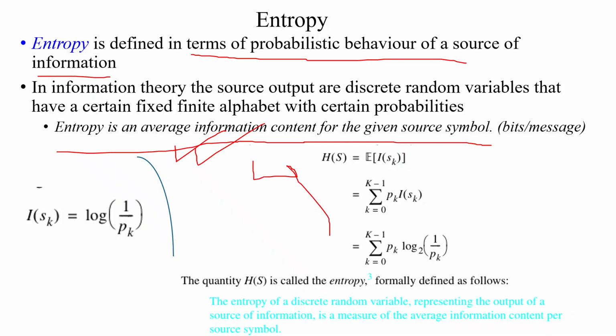So H(S), that is entropy, is equal to the sum over k equals 0 to K minus 1 of pk times log base 2 of 1 by pk, where K is the number of events. We will see some examples of how to find the entropy. Entropy is a very important parameter. So remember this line: entropy is the average information content for a given source or symbol.